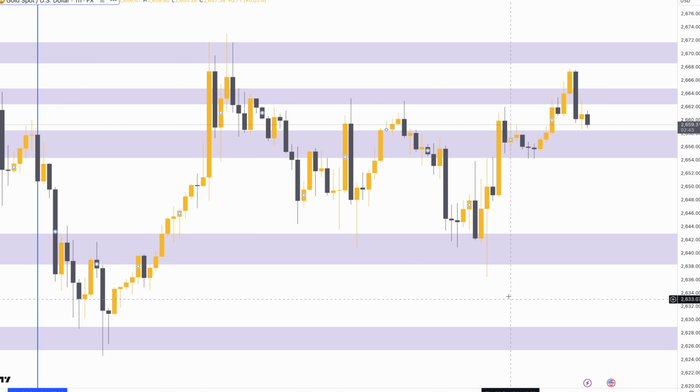So price dropped back down, came back up, tested this level, and then created a higher low. As you can see, we obviously had the resistance, then the support, the resistance, then the support, and then we had the resistance.